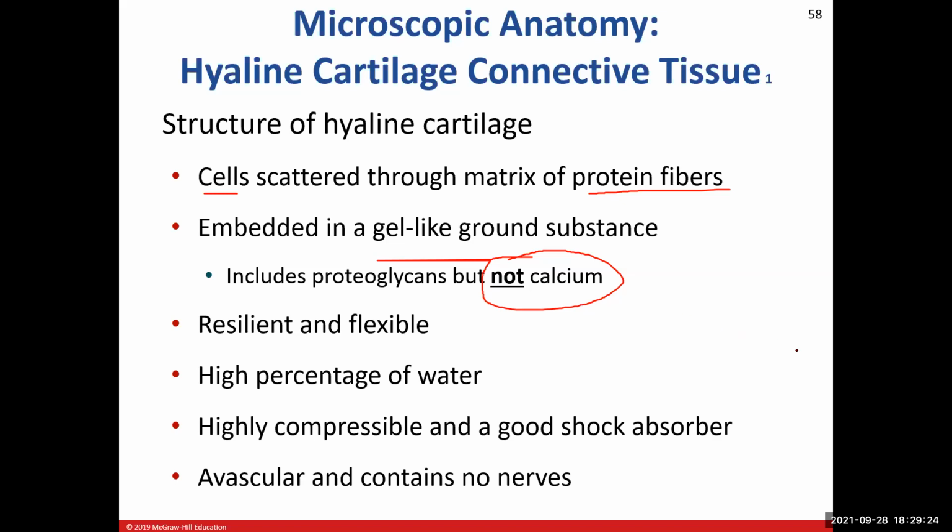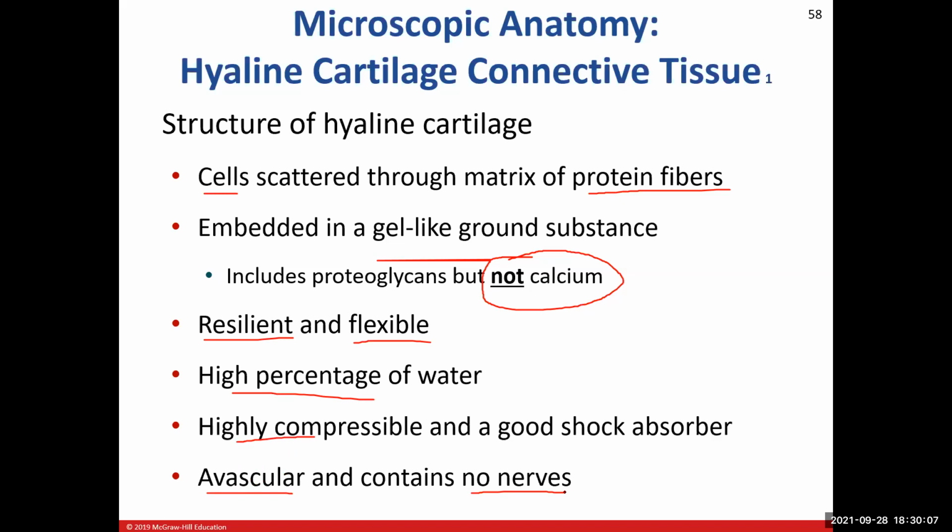As long as we don't have calcium, our cartilage matrix is going to be nice and flexible, much more bendy than bone, and it'll have some resiliency. A lot of that is because we have a higher percentage of water in our ground substance, so we'll see more flexibility. Of course, hyaline cartilage is a great shock absorber. It's very smooth, so it helps to reduce friction, and it's highly compressible. But there are two things you need to understand about cartilage. One, mature cartilage is avascular and has no nerves.